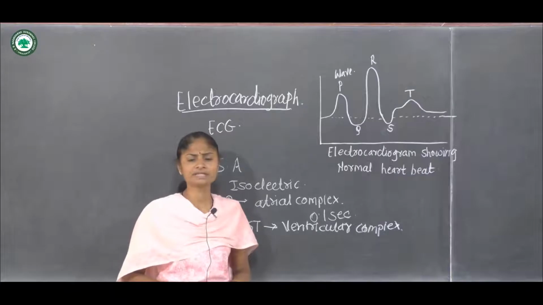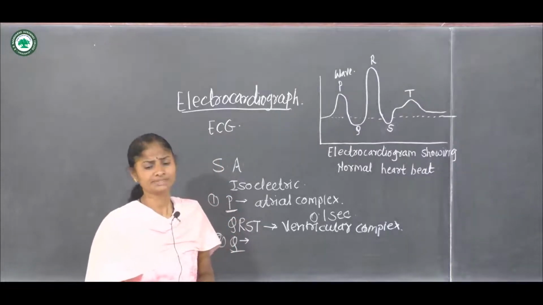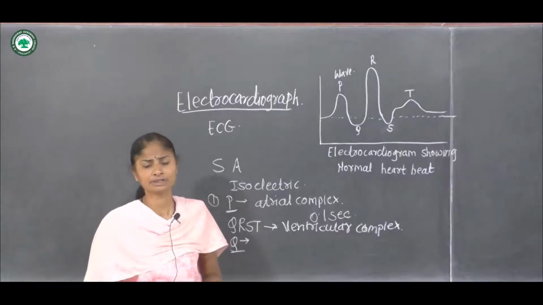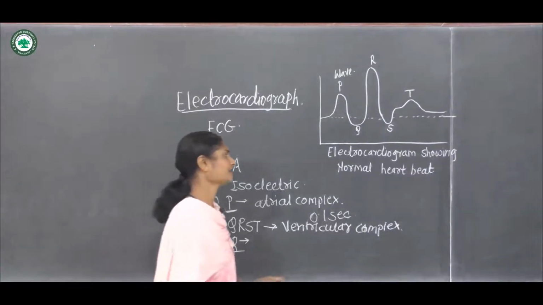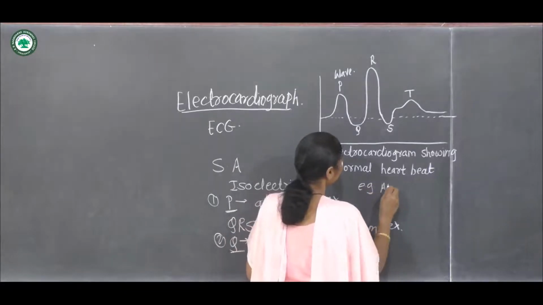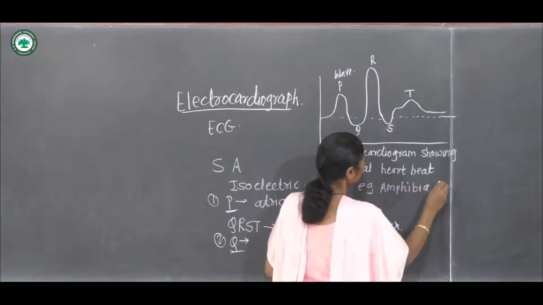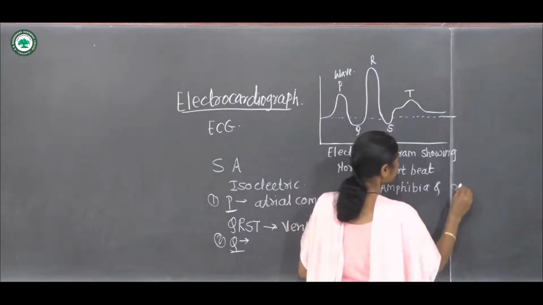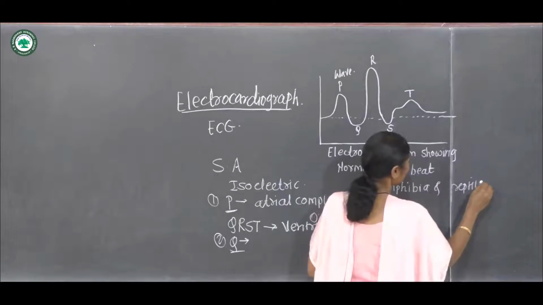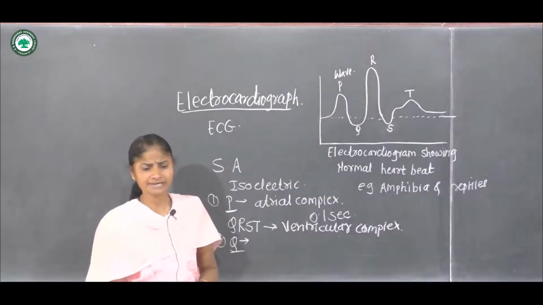It is absent from those animals which do not possess an interventricular septum, for example, amphibia and reptiles. In amphibia and reptiles, the Q wave is absent due to the absence of an interventricular septum in the heart.